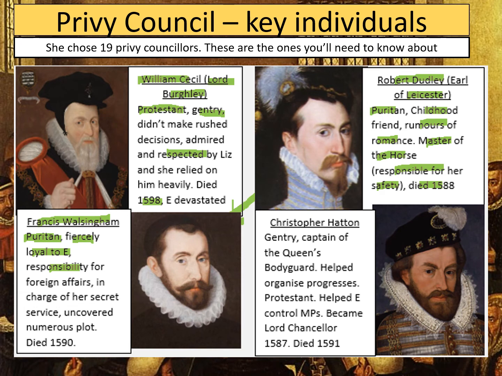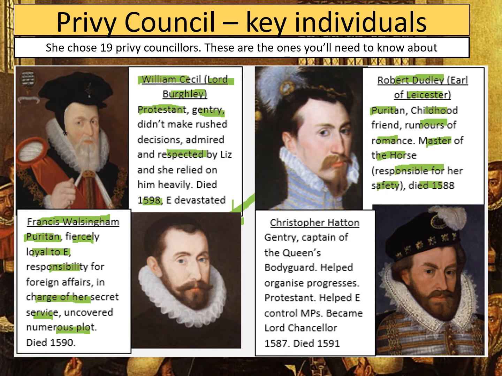He was also really important to her because he was in charge of her secret service, and as you know, there were lots of threats to Elizabeth's life over the years, including things like the Babington plot. He saved her life because he uncovered numerous plots and managed to stop them before they were put into action. Elizabeth was devastated when he died in 1590 because he'd been such an effective member of her parliament and such an effective Privy Councillor.